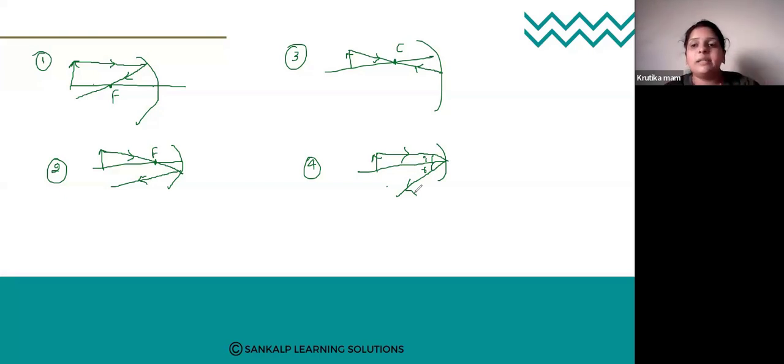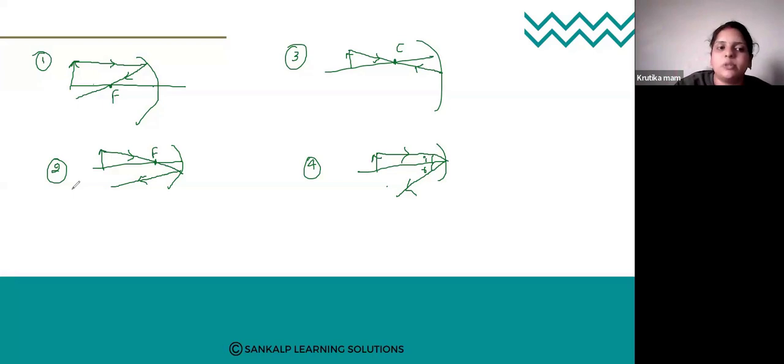Okay. After reflection, which condition among these four is satisfied? After reflection, whether it is passing through the focus. After reflection, whether passing parallel to the principal axis. After reflection, whether it is returning back in the same direction of the center of curvature. Fourth, after reflection, whether it is forming the same angle as that of the angle of incidence. So you need to look at these 4 cases.